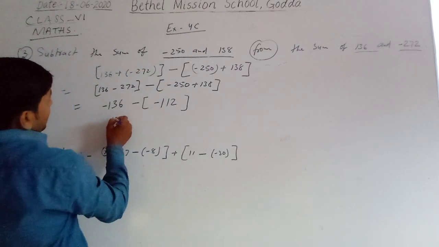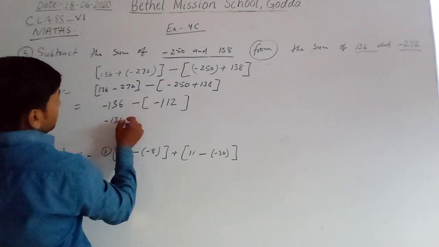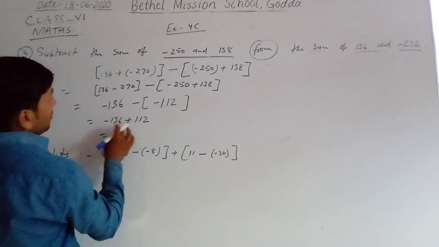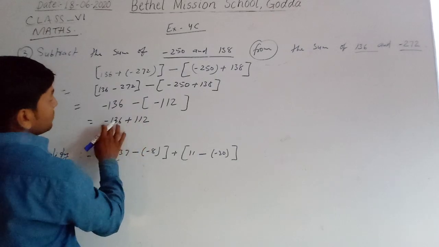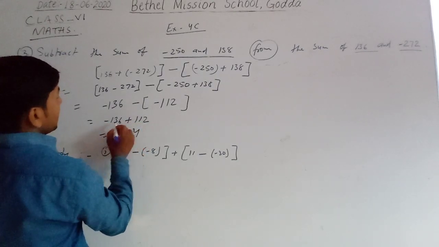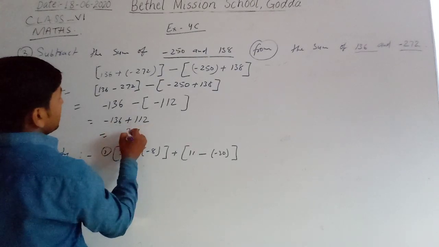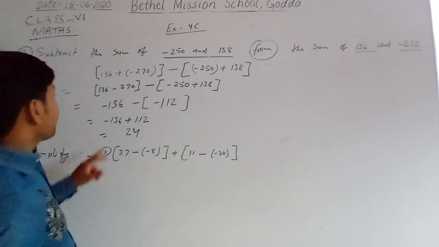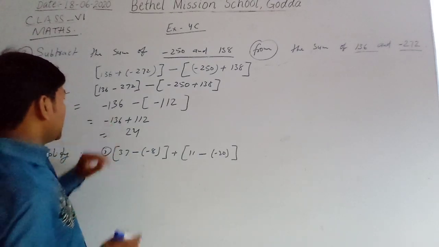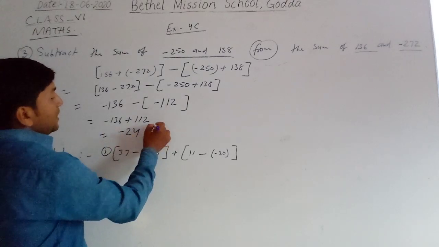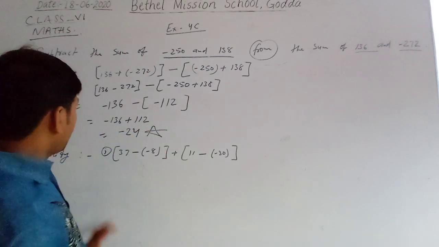Okay, now 136 minus plus 112. And now 136 minus this plus minus. So 6 minus 2, 4. And that is 3 minus 1, 2. 1 minus 1, 0. 24. And the symbol, this is the bigger number, so we have to put minus. 24 is the answer. Okay, I hope you got it.